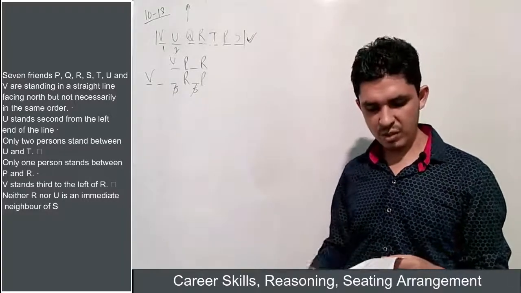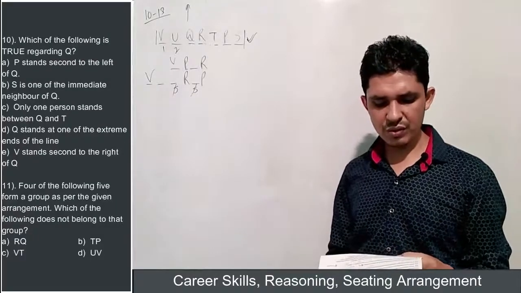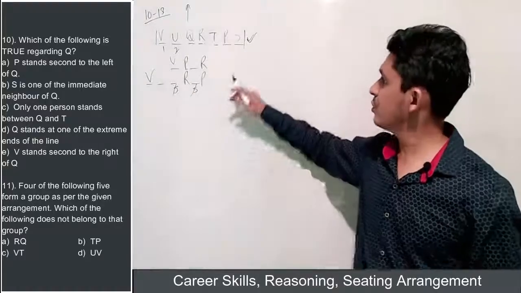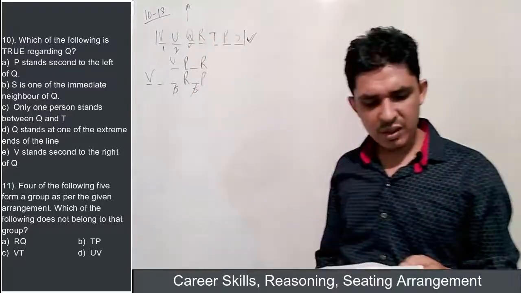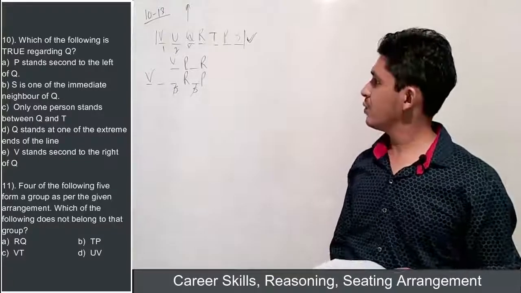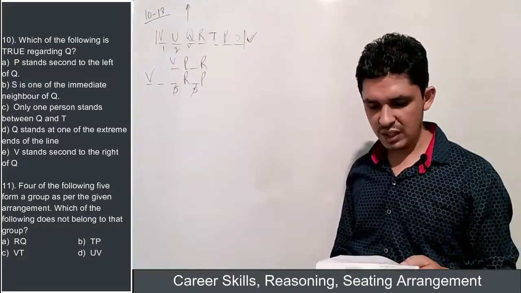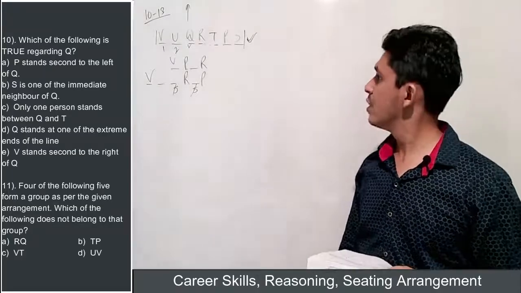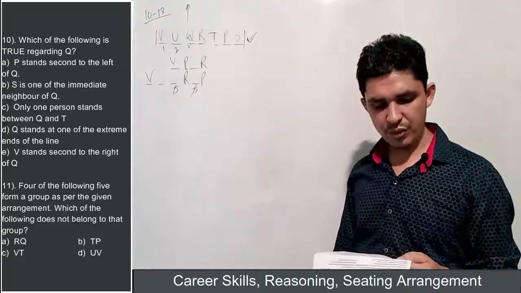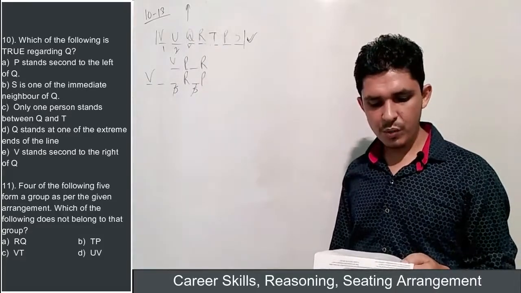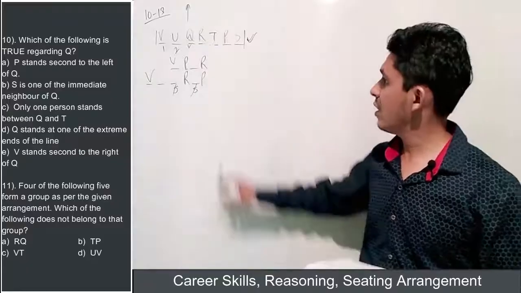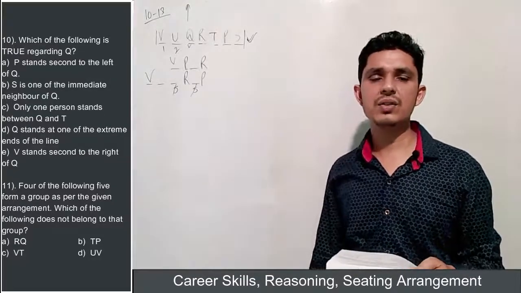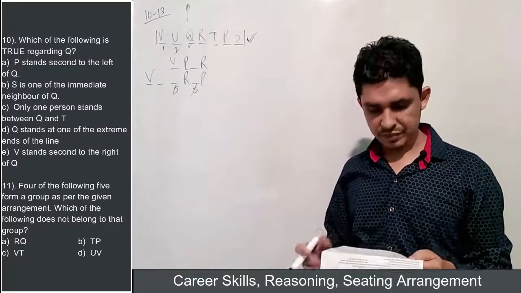Like the question is question number 10. Which of the following is true with regard to Q? So if we check regarding Q, the statement is P stands second to the left of Q, so this is not correct. Thereafter S is one of the immediate neighbors of Q, so S is not an immediate neighbor of Q. C, only one person stands between Q and T. This statement is absolutely correct, right? So our arrangement will be like this.